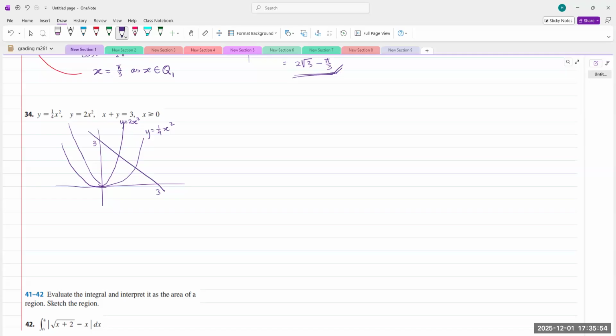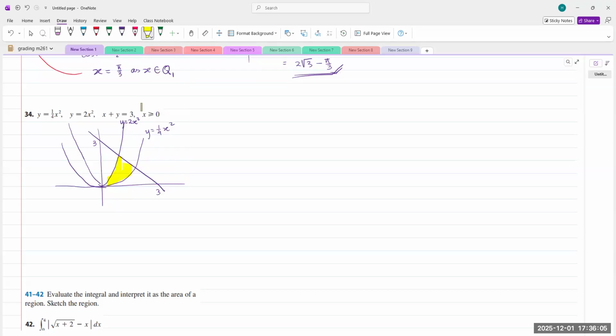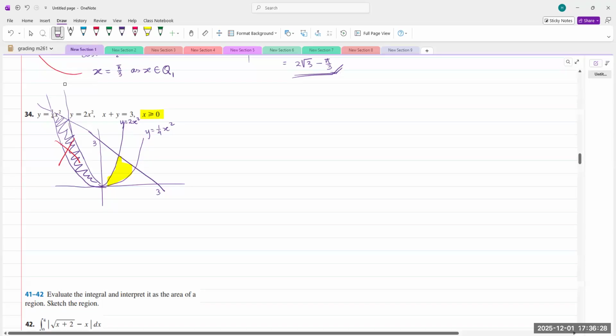The region bounded by this. X is positive, so I need this one. It will be this part, because x is positive. Otherwise we'll have another region meeting here, bounded by those 3 curves, but we need x positive, so we don't need that part. We just need this one.